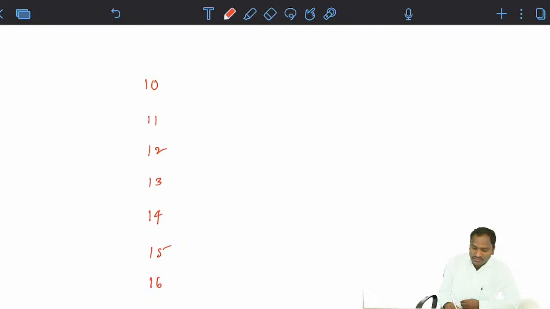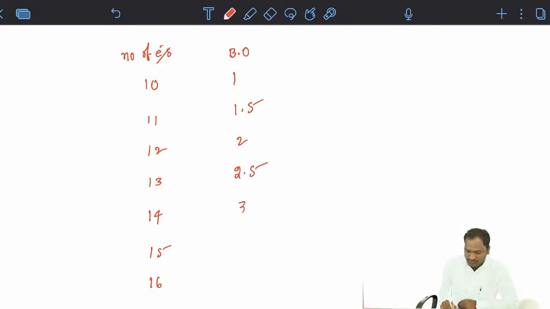So if these are the number of electrons in the molecules, the bond order is equal to 1 at the start. From here it increases by 0.5: 2, 2.5, 3. Up to 3 it increases, and then it decreases again by 0.5: 2.5, 2, 1.5 and 1.